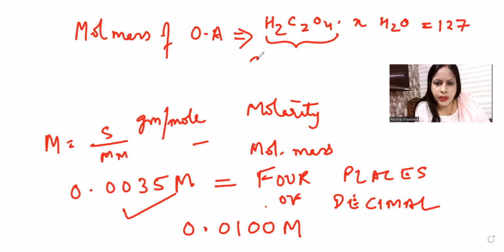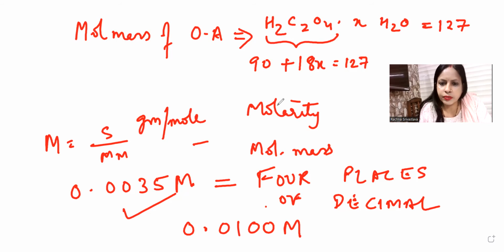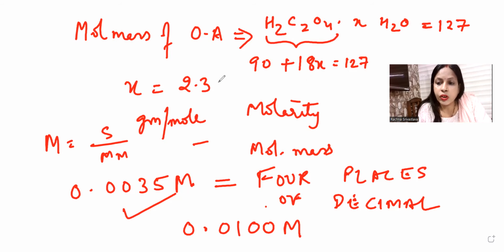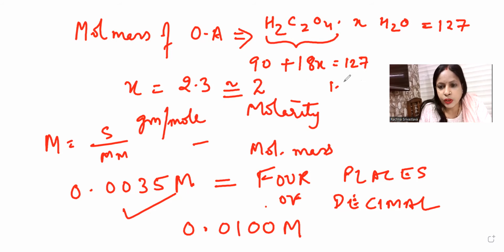So this part will come as 90. Plus, we know that the molecular mass for water is 18. So it will become 18x is equal to 127. You will calculate x. Now, suppose x is coming as 2.3. You cannot leave water of crystallization in a decimal form. You have to use the approximate value. So your answer will become 2. If it is 1.7, then also the answer will become 2, because the correct answer is 2.